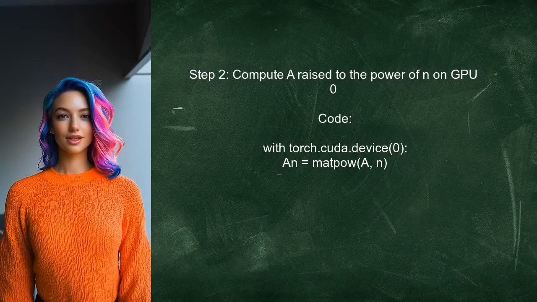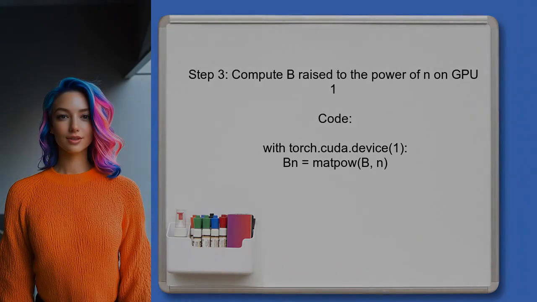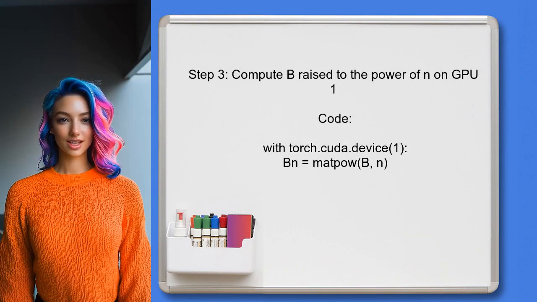Next, the user needs to compute A raised to the power of n on GPU 0. This is done by calling the matrix power function within the device context for GPU 0. Simultaneously, the user should compute B raised to the power of n on GPU 1. This is done in a similar manner, ensuring that the computation is performed on the correct device.